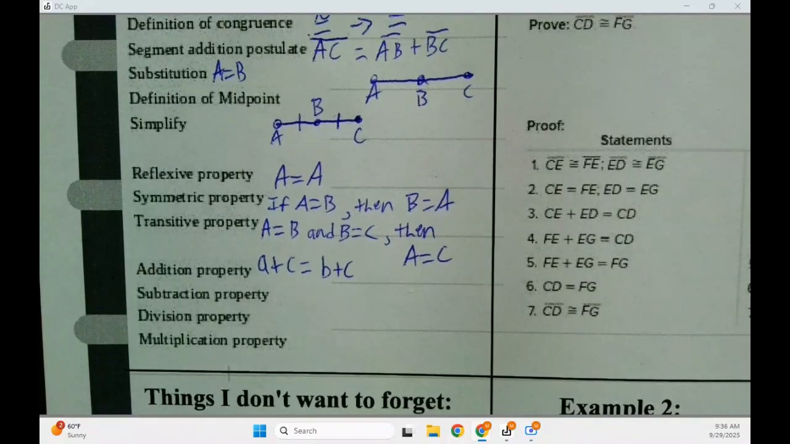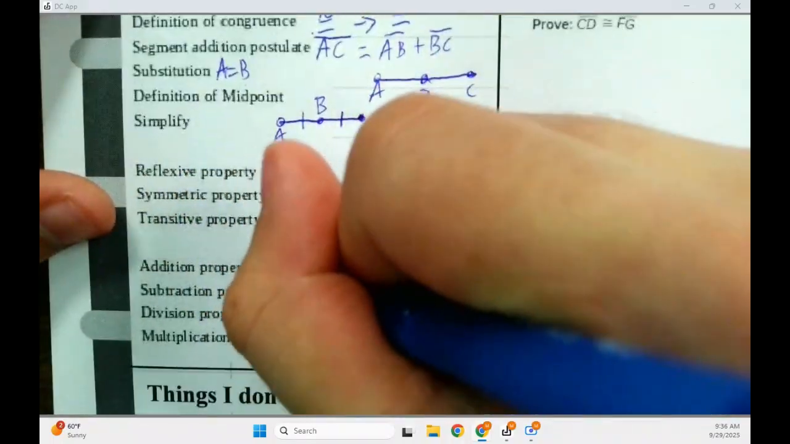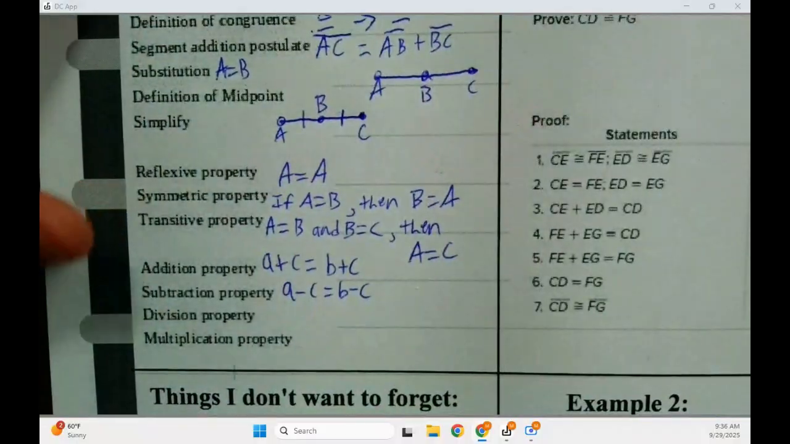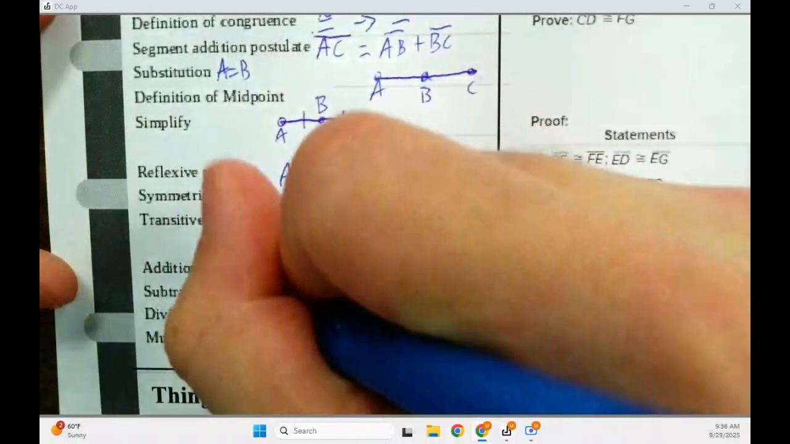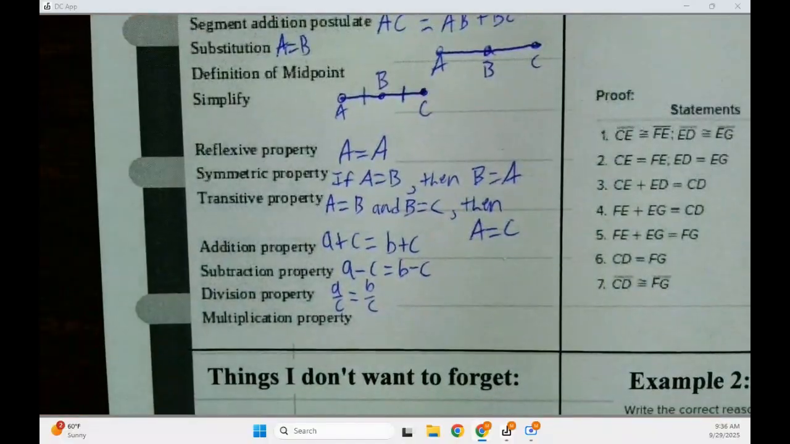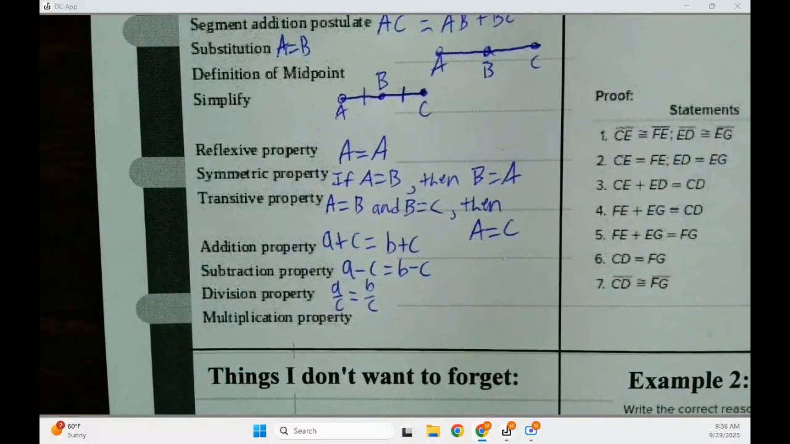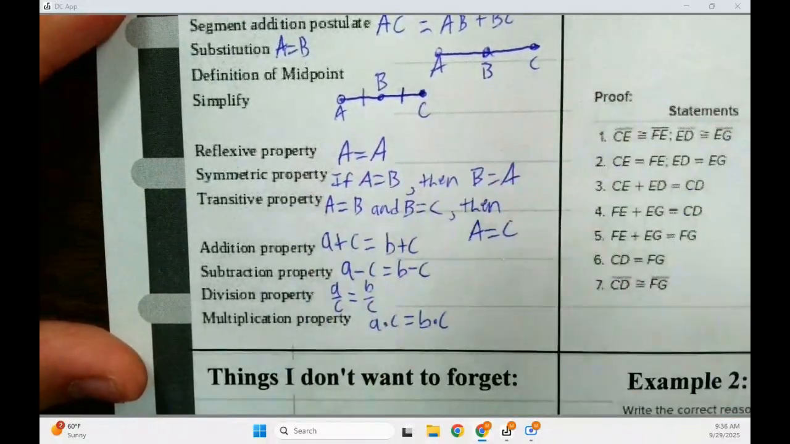That makes sense. And if we can add, we can also subtract. A minus C equals B minus C. We're allowed to subtract on both sides. We can divide on both sides. A divided by C equals B divided by C. And lastly, A times C equals B times C.